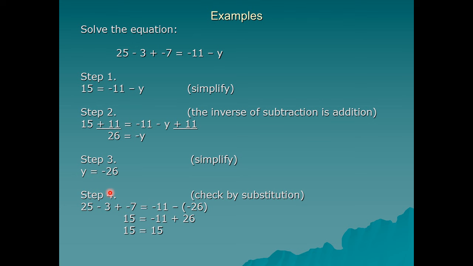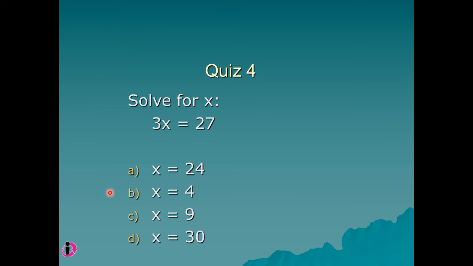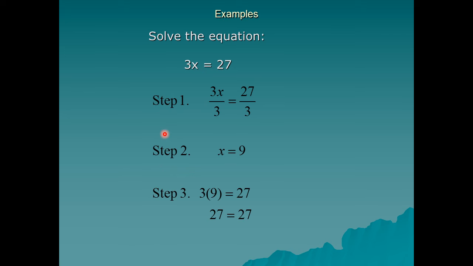Any question here? It's actually easy. Now we have 3 multiplied with x. To get rid of this 3, what do we do? We divide both sides by 3, so x equals what? 9. Right answer is what? C. Here are the steps.